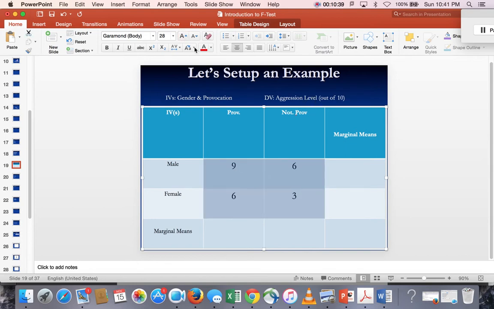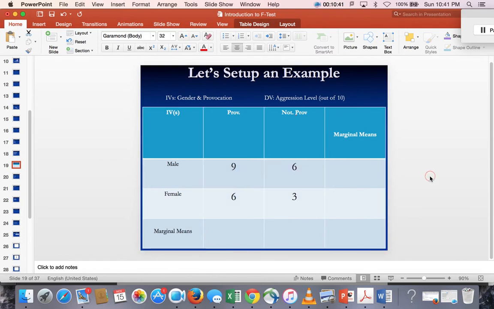I'll make these numbers just a little bit larger just so that way we can see them a little more clearly. Okay, so this number here that we have, a value of a 9, represents all male participants that we have in our study who've been provoked, and that's their average aggression level. Here is the average aggression level for women who have been provoked. Here is my average aggression level for men who have not been provoked, and here's the average of females who have not been provoked on aggression levels.